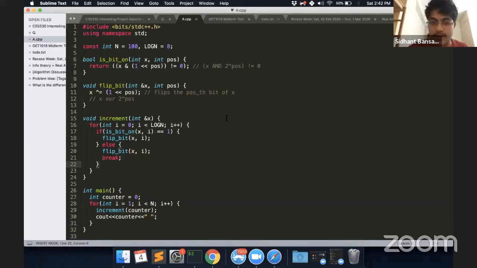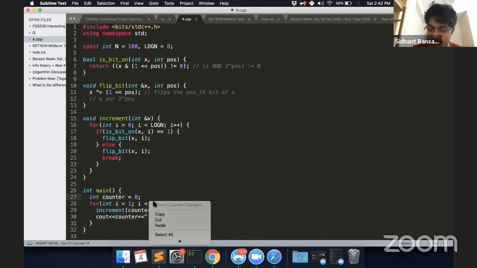Let's start back. Okay, so the answer is actually O(n). The code is slightly tricky. First, I'll try to explain what the idea of the code was. You have a counter variable. You're trying to increment it till the value n-1. That's pretty simple, right? And this is your increment function. The way you increment it is slightly complicated.